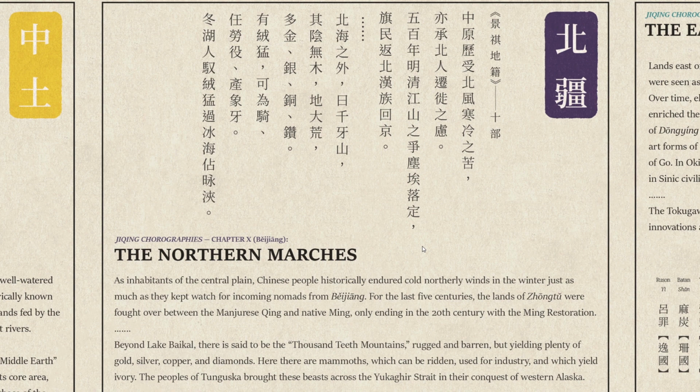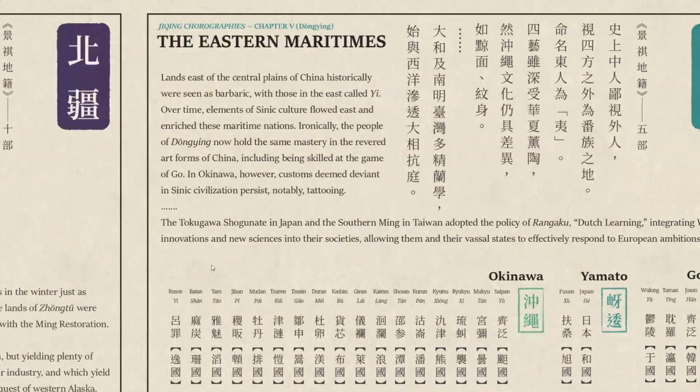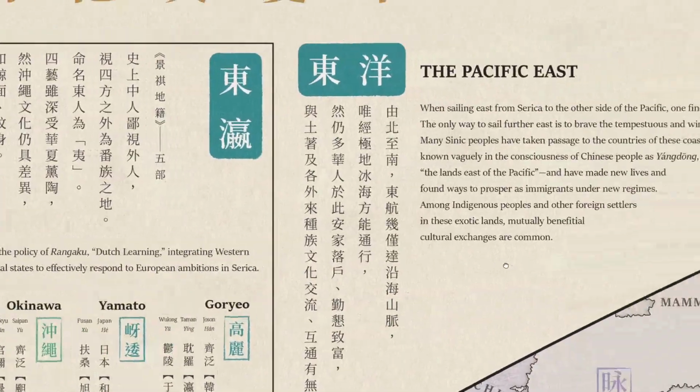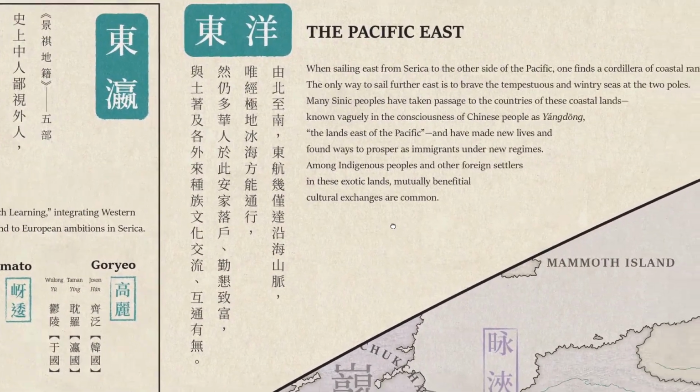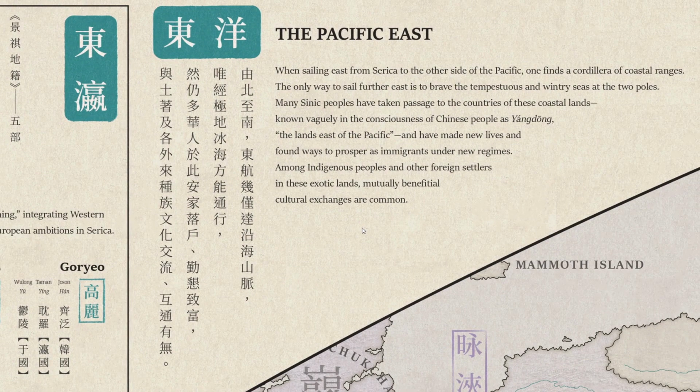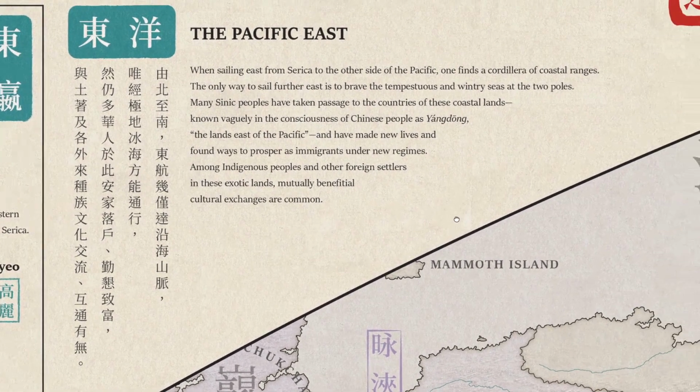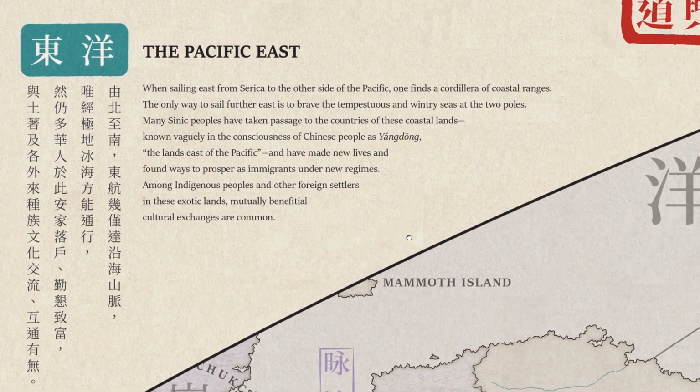In the Chinese one, it's even more epic because the Yukaghirs Strait here is written for Westerners to understand, but for the Chinese, they wrote Binghai, which means frozen sea, ice sea. So the Tunguskan peoples crossed the frozen sea to conquer Western Alaska with these mammoths. This sounds exactly like Game of Thrones, bringing dragons across to conquer Westeros. But look at the eastern one. Look at this, the Pacific East.